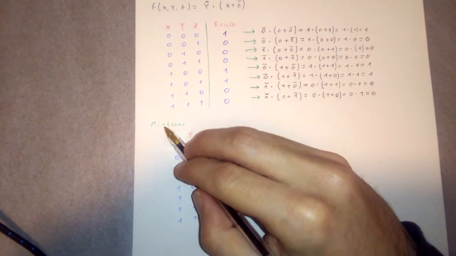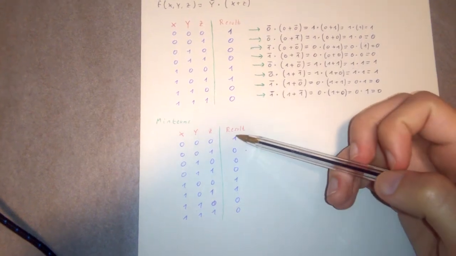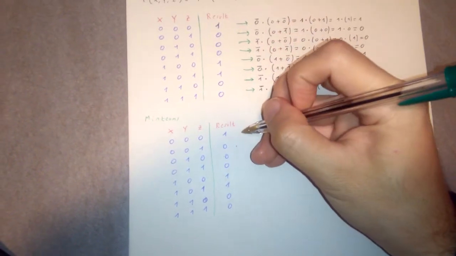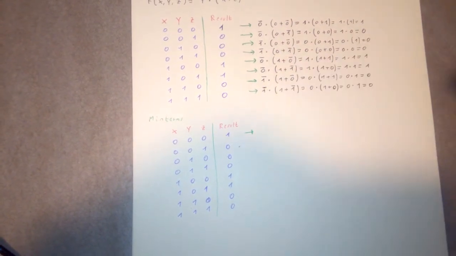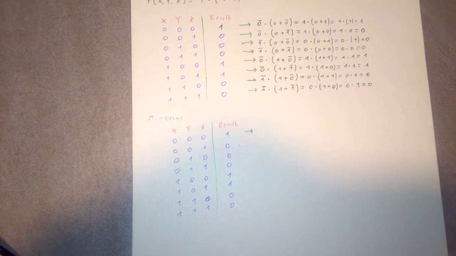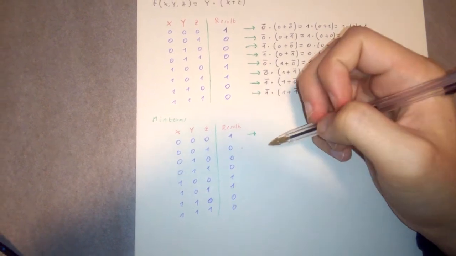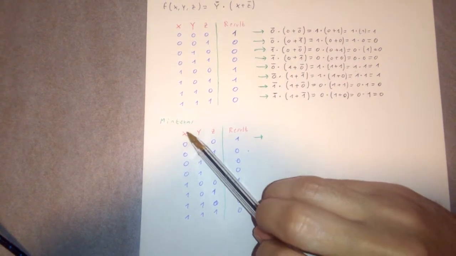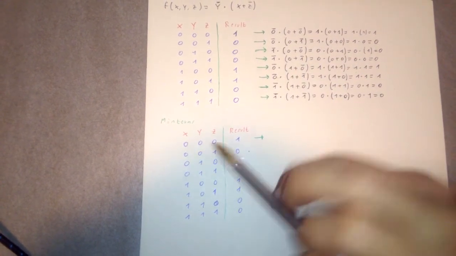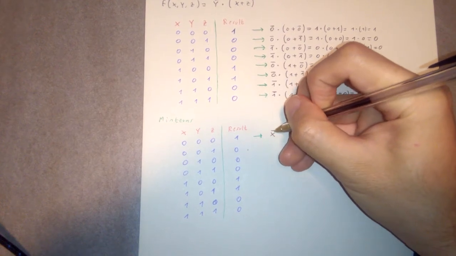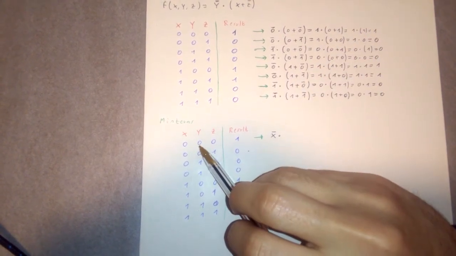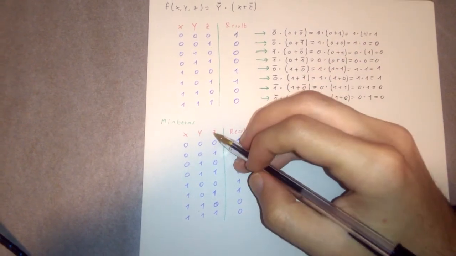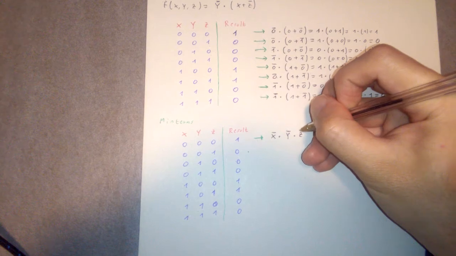Now we're going to use the Minterms. So basically we're going to look at all the rows that have 1 in the result. So this one is a 1. And we are basically going to write our expression based on the values of x, y, and z. So x is 0, therefore we write not x times y is 0, so we write not y, and z is 0, so we write not z.